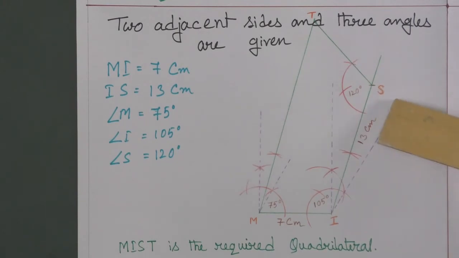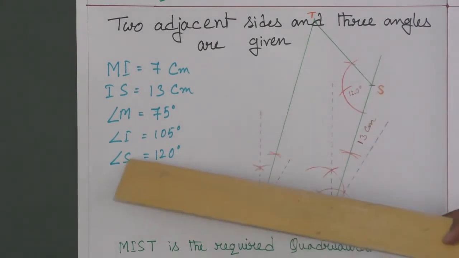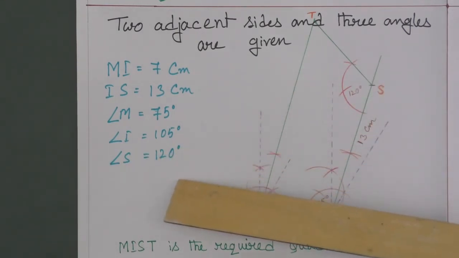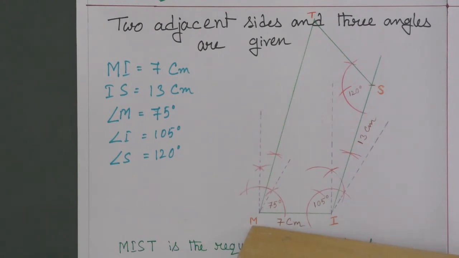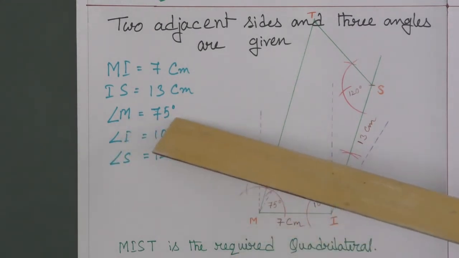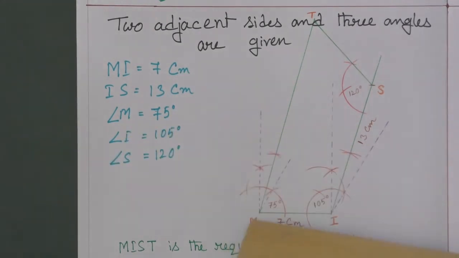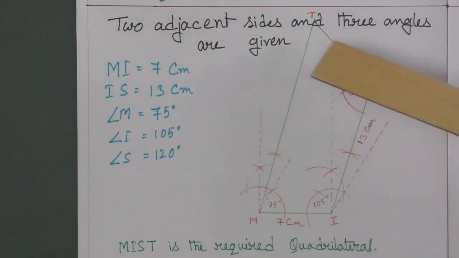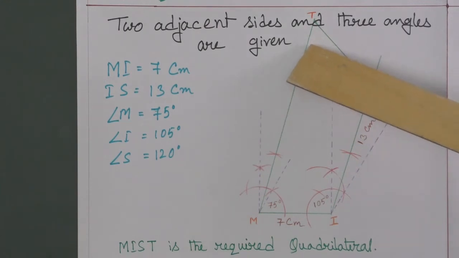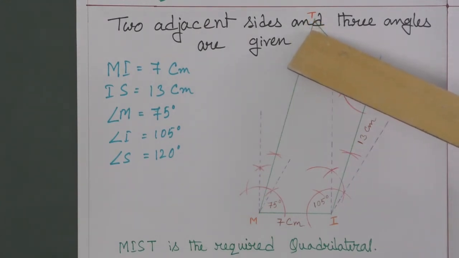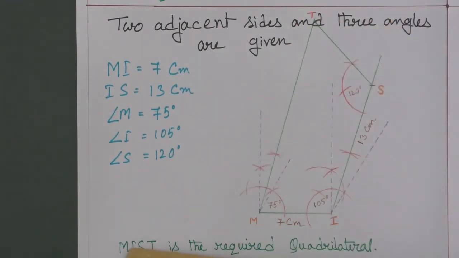After that we have to draw angle S equal to 120 degree at the point S, and one more angle at the point M, 75 degree. Extend the lines of both the angles, and they will intersect at the point T. So MIST is the required quadrilateral.